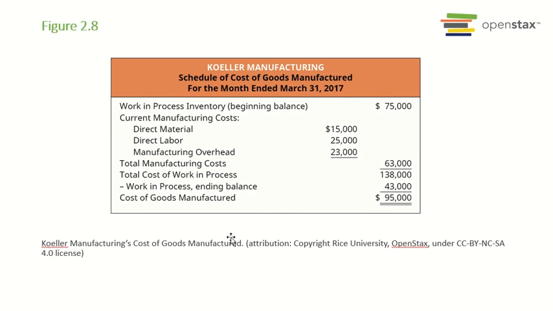This is a schedule of cost of goods manufactured. Beginning work in process inventory plus current manufacturing cost. Current manufacturing cost is calculated using direct material plus direct labor plus manufacturing overhead. So that's 63,000. Beginning balance of work in process inventory plus current manufacturing cost, we get the total cost of work in process, minus ending balance of work in process, we get the cost of goods manufactured.